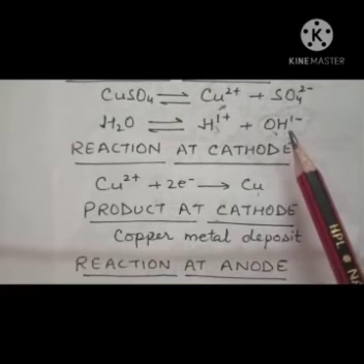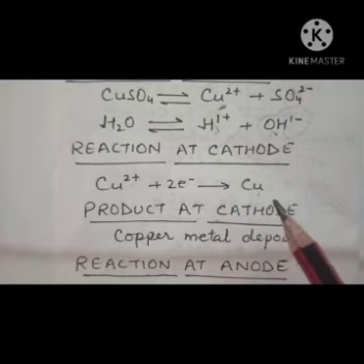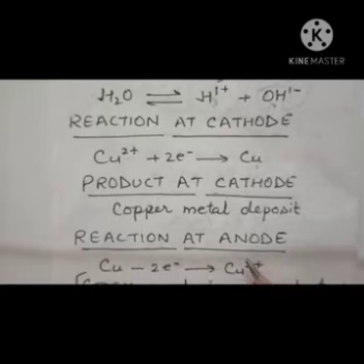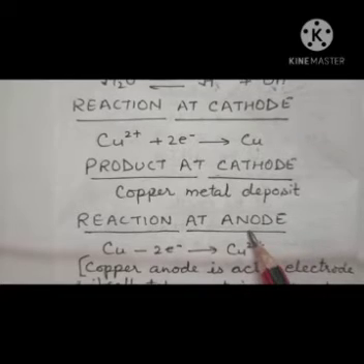But this time you are taking anode as a copper. Anode is made up of what? Copper. And copper is an active electrode. So it will take part in the reaction. What's happened? This anode will take part in the reaction because it is made up of an active electrode. That is, you are taking copper anode.